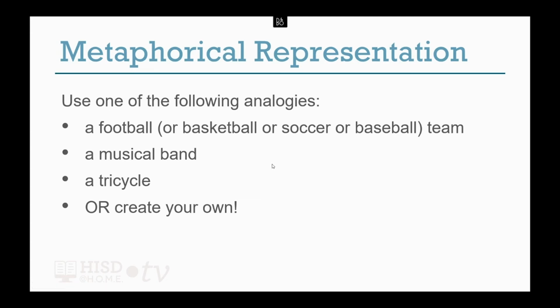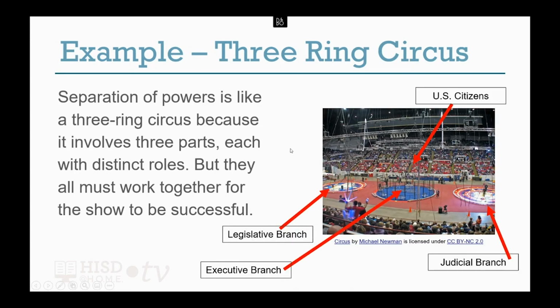So I'm going to go ahead and share my own example to give you guys some help. My example was, I said that separation of powers is like a 3-ring circus, all right? And I have a picture. You guys are going to draw, but I found one online. I said the separation of powers is like a 3-ring circus because it involves 3 parts, each with distinct roles. But they must all work together for the show to be successful. So for a successful 3-ring circus, each ring needs to do their job. For a successful government, each branch of our government needs to do their job. So do you see how they work together, how it's a metaphor?